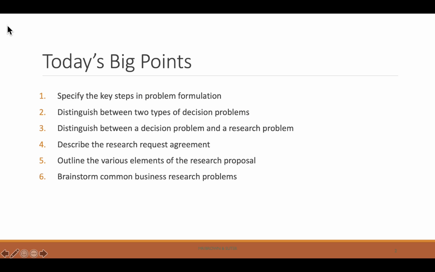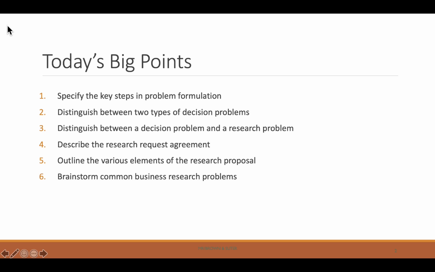What we're going to discuss during this lecture is the theory or the concept of taking a business problem and then translating it into something that you can research. So we're going to talk about the steps in problem formulation. And then we're going to talk about types of decision problems.